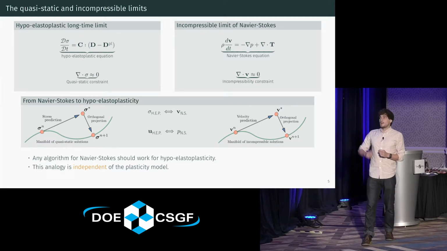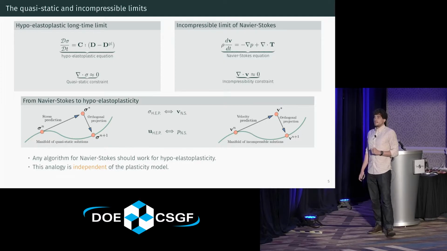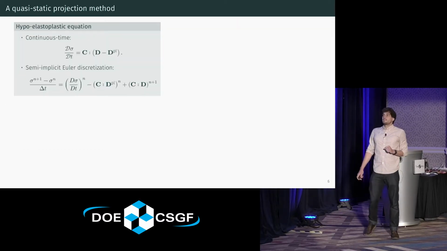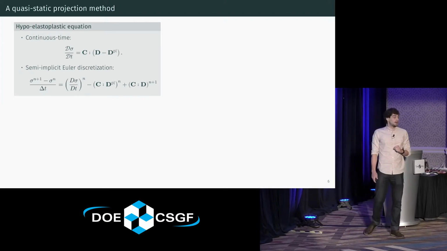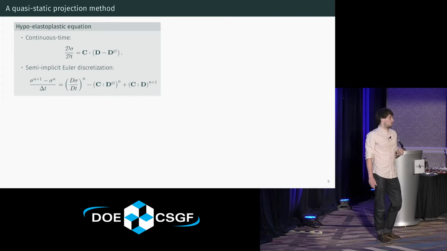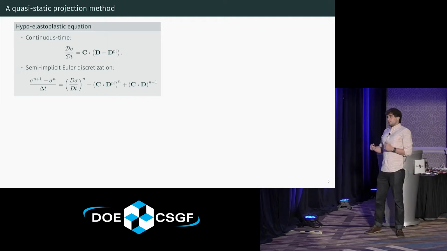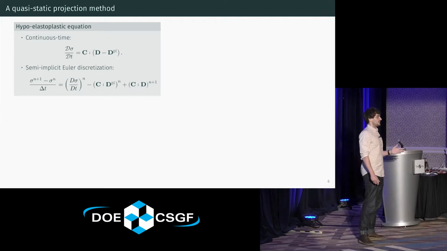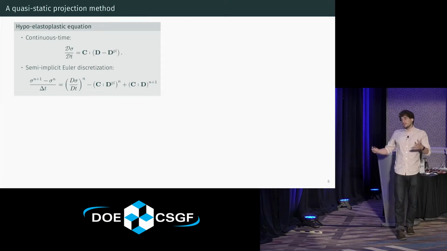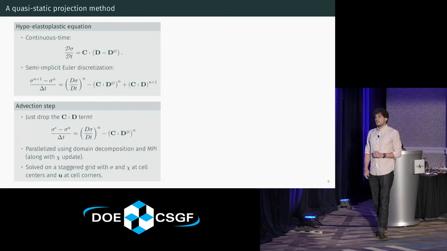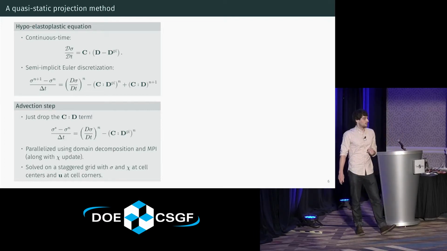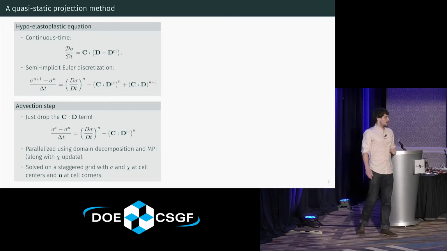Well, we take the hypo-elastoplastic equation, and we just discretize it in a semi-implicit way. We evaluate all the time derivative terms at the nth time step, the C contracted with D^pl term at the nth time step, and C contracted with D at the n+1th time step. We first compute sigma star by doing what we call the advection step, where we just drop the C contracted with D term. And we do this in a parallel way. It's parallelized using domain decomposition in MPI, along with the chi update. And it's solved on a staggered grid with sigma and chi at cell centers and the velocity field at cell corners.